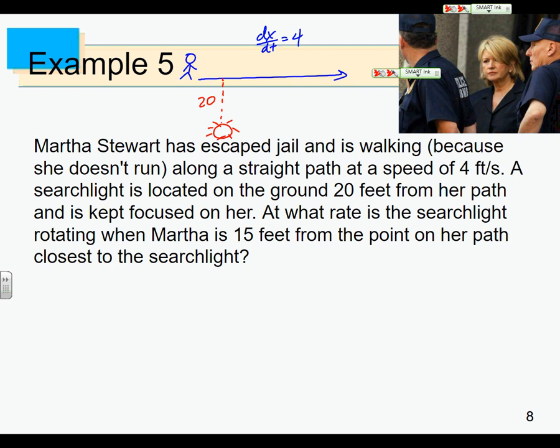So at what rate is the searchlight rotating when Martha is 15 feet from the point on her path that is closest to the searchlight? So Martha's made her way all the way over to here. And she is now 15 feet away right here. And my searchlight, boom, is right there on her. I want to know how fast this angle is rotating.